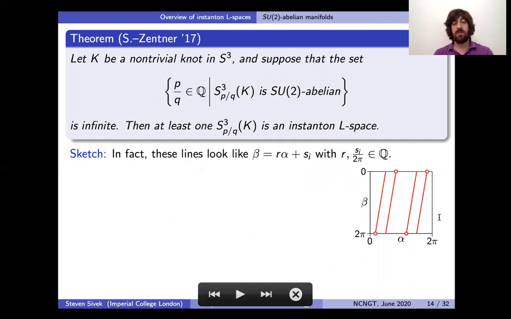And actually, you can prove even more, that the slope has to be rational. And if you write these lines as beta equals R alpha plus some constant S, then S has to be a rational multiple of 2 pi.